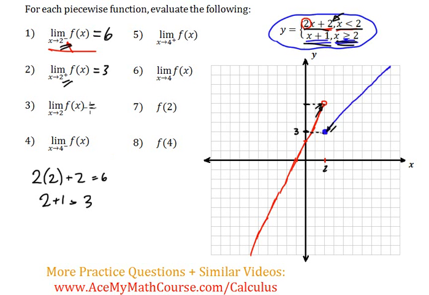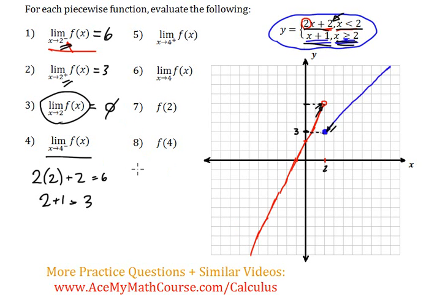Great. Now, what about the limit as x approaches just 2? It doesn't exist. And why does it not exist? Because the limit coming from the left and the limit coming from the right are not the same. That means that the actual limit as x approaches 2 just doesn't exist.